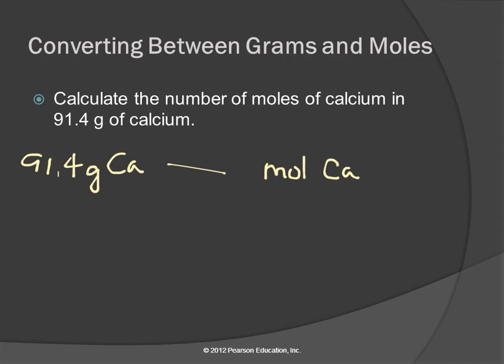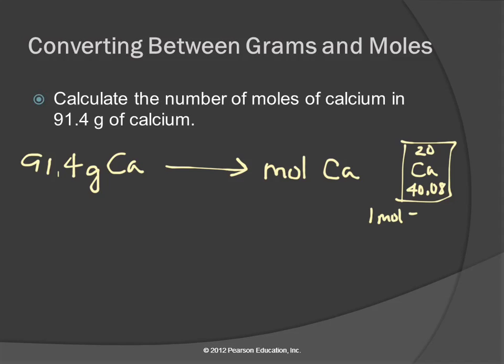And we see, let's maybe draw this over here. On the periodic table, the square for calcium looks like this. It's element number 20, its mass is 40.08. This tells us that 1 mole equals 40.08 grams.